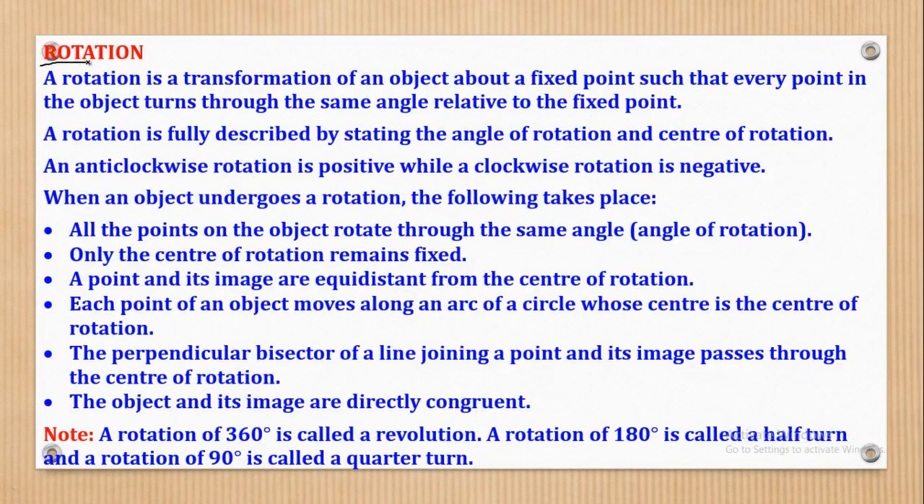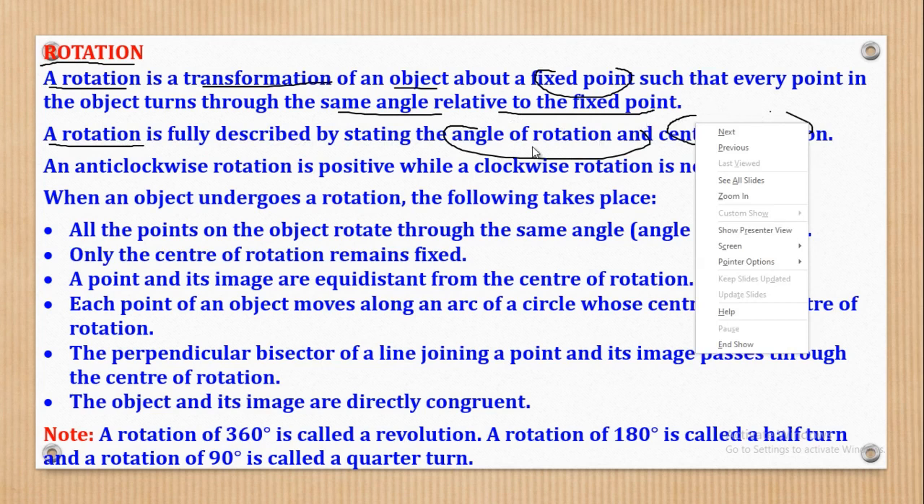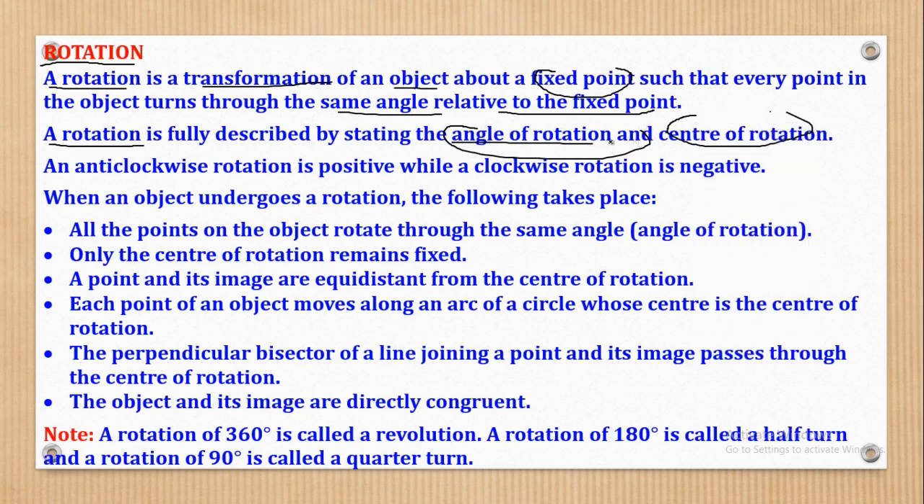So now we shall go to part 5, which is rotation. A rotation is a transformation of an object about a fixed point, such that every point in the object turns through the same angle relative to the fixed point. A rotation is fully described by stating the angle of rotation and the center of rotation. So when they describe the rotation, it means that they want you to state the angle of rotation and also the center of rotation. An anti-clockwise rotation will be denoted by a positive sign, and a clockwise rotation will be denoted by a negative sign. So always remember, rotation in an anti-clockwise direction is positive, and that in a clockwise direction is negative.